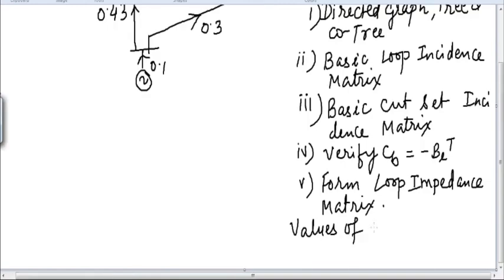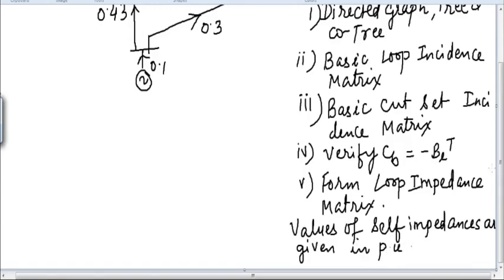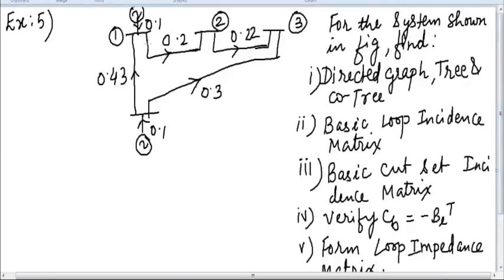Values of self impedances are given in per unit. So all these values which are given, that is given in terms of the per unit values, you can see here in the problem itself: 0.1, 0.43, 0.2, 0.3, 0.1, 0.22. So all these values are in per unit system.